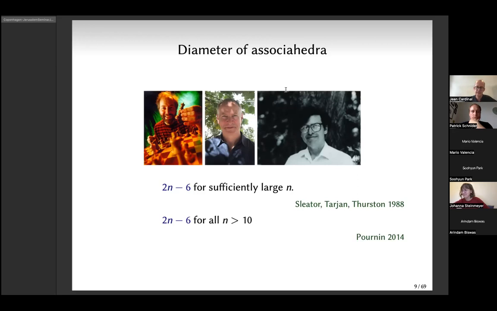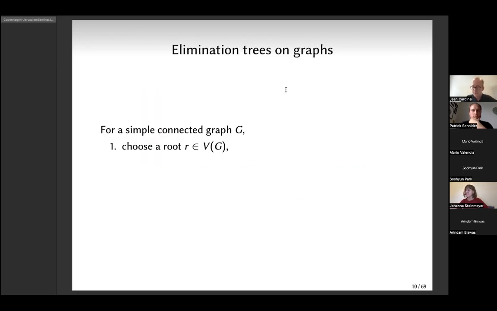This is already not obvious. So what we'll do now is to try to generalize this notion of binary tree and associahedra to a graph theoretic setting. And for this, I need to define elimination trees on graphs. So let me do this now. What's an elimination tree on a graph G? Let's pick a simple connected graph G. And an elimination tree on the graph is constructed like this. You pick a root, and that's any vertex of the graph. Okay, you call it R.